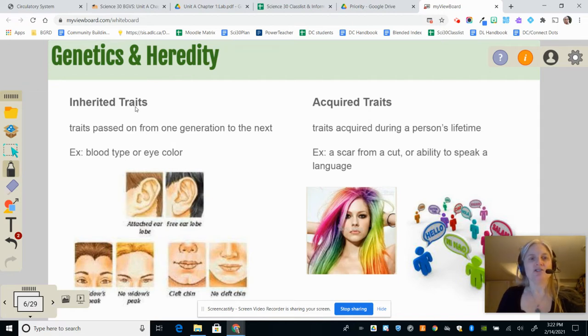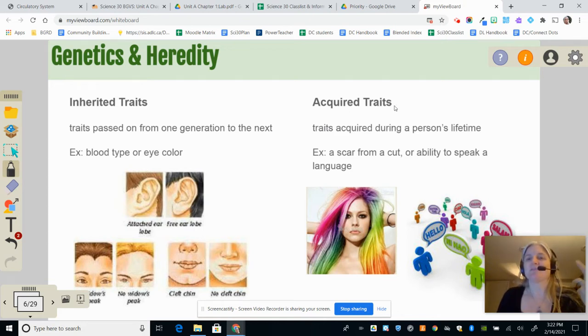So inherited traits versus acquired traits, just for this terminology. Inherited traits are passed on from one generation to the next generation. You can't do anything about these. You're going to get it or you're not going to get it. Some of these in humans that are very obvious to us that we can see are attached earlobes versus these free earlobes that kind of fall down, widow's peak versus a non-widow's peak, a cleft chin, or a non-cleft chin. Those are just some of those inherited traits. We're going to look at quite a few more as we go through.